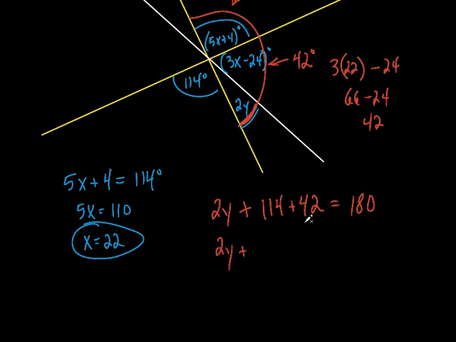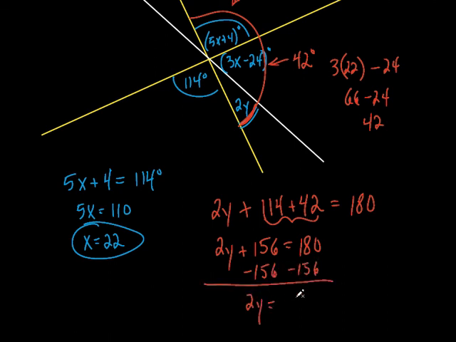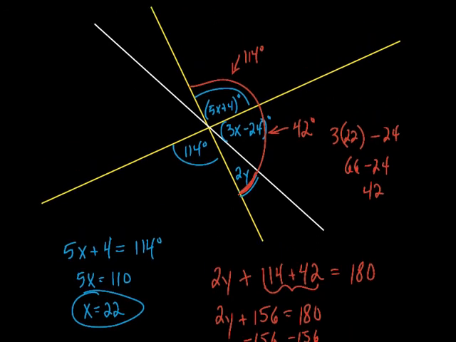So it's 2y plus, what's 114 plus 42? 156, is that right? I think I did that right. See what I did? Just added these 2 up right here. And then let's do this. Subtract 156 from both sides. So 2y, what is it? 24? Okay. Divide by 2, and y is 12. And that's your answer. So x is 22, and y is 12. The algebra wasn't difficult, was it? It was setting it up that you really had to think about, okay?